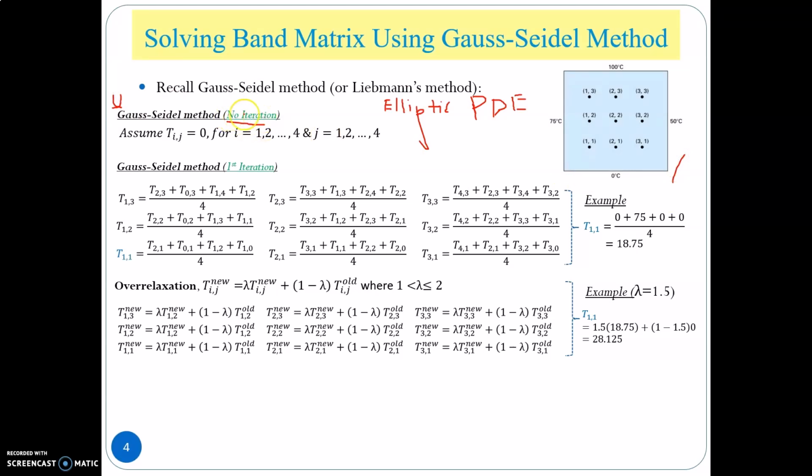At 0 iteration, or no iteration, we let Tij equal to 0 at all the points. For all these 9 points, initially the temperature is 0. Then at the first iteration, we apply the equation. For example, to find T11, we substitute this assumption inside the formula. T12 and T21, at these 2 points, we present these 2 temperatures, and we substitute them to be 0.